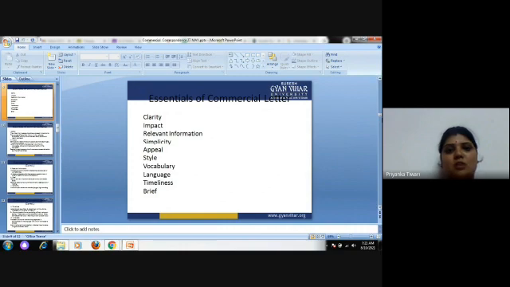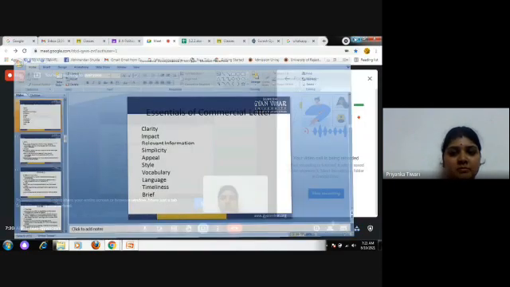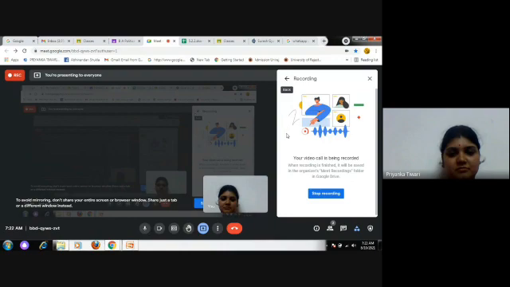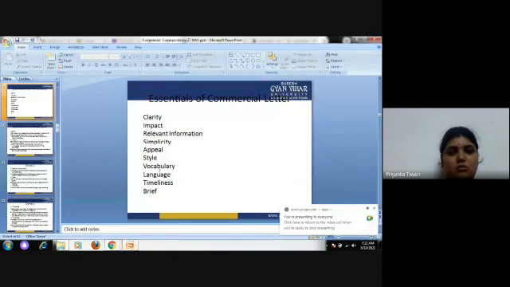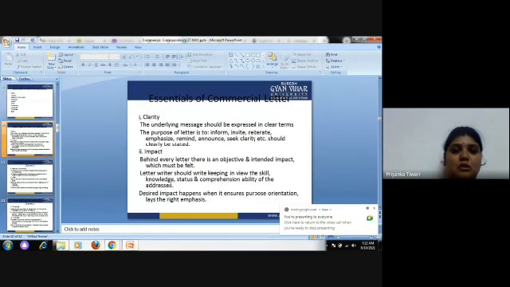So, the essentials of commercial letters: clarity, impact, relevant information, simplicity, appeal, style, vocabulary, language, timeliness, and belief. Clarity is a very important thing.